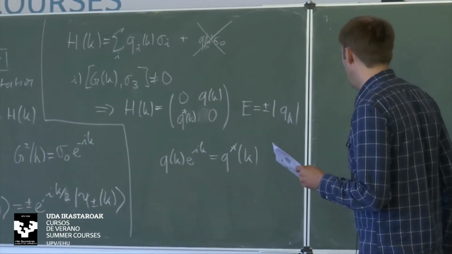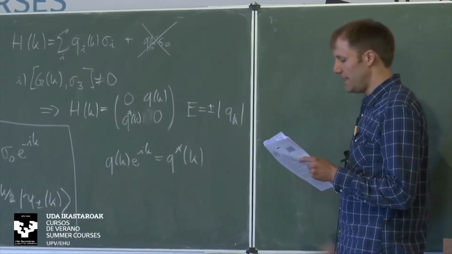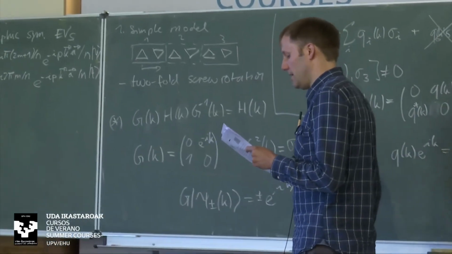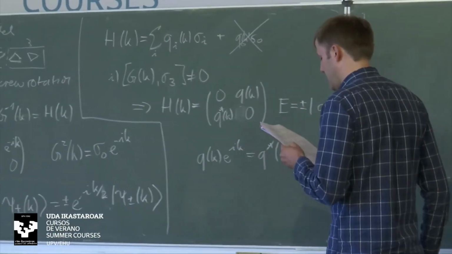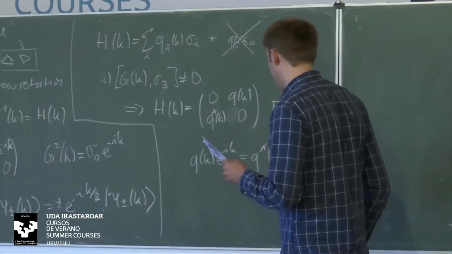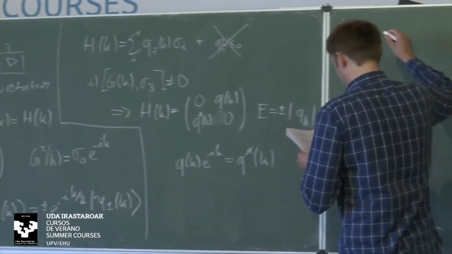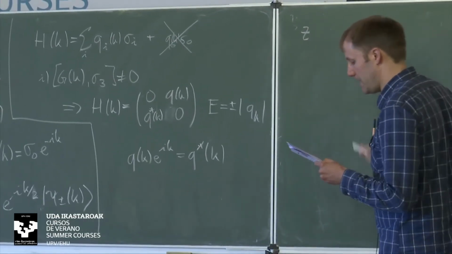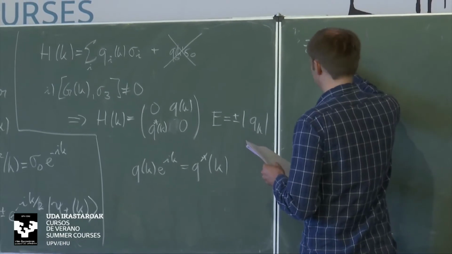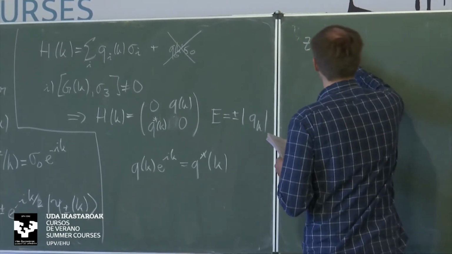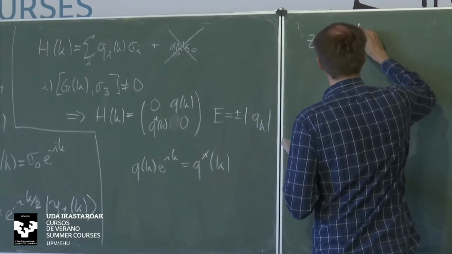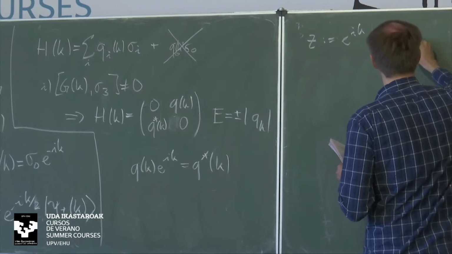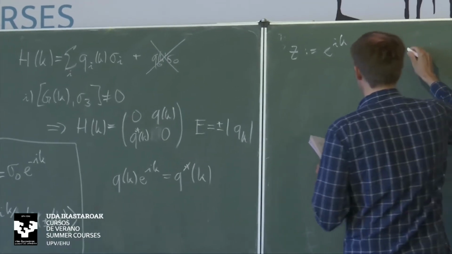So we have to show basically that this Q of k is different from 0, and we're going to do this by contradiction. And for that we change to complex variables. So I can introduce this complex phase c equals e to the ik, and I can rewrite this f of k in terms of this variable c.